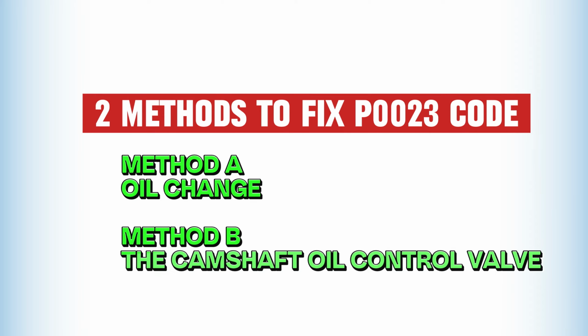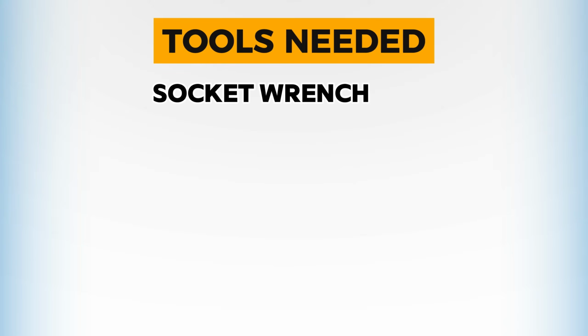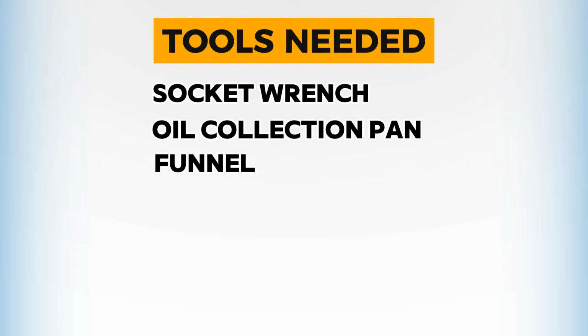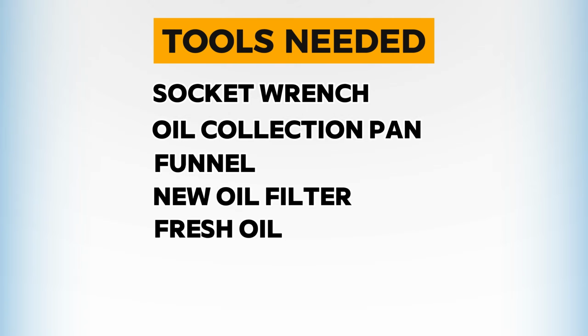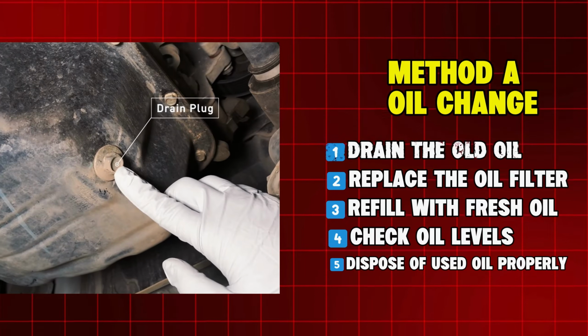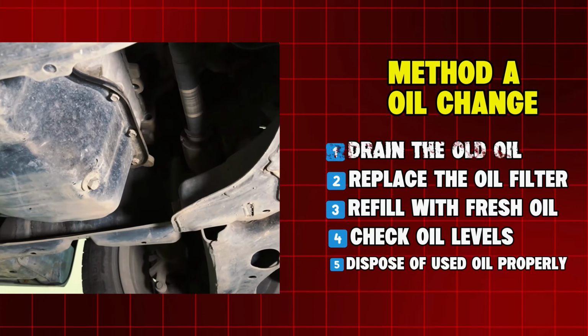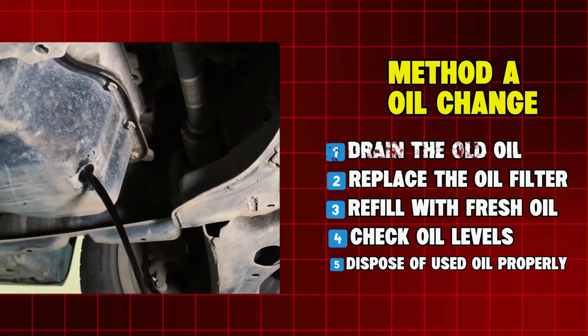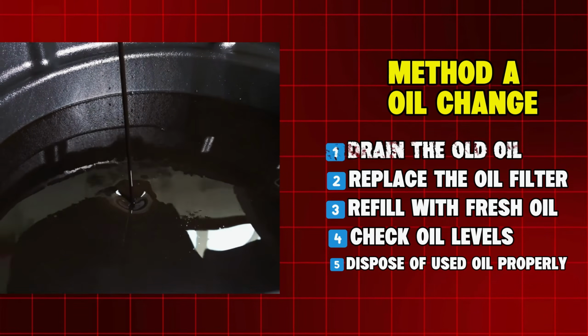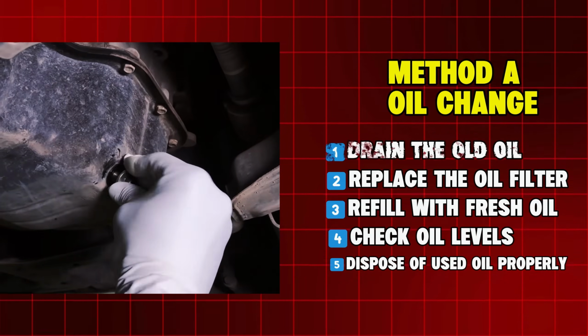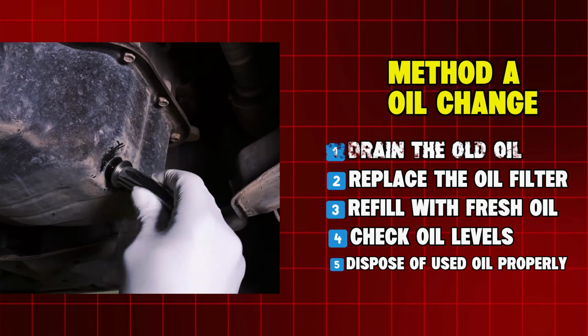Here are simple methods to fix P0023 code. Method A: oil change. Tools needed: socket wrench, oil collection pan, funnel, new oil filter, fresh oil, airtight container. Locate the oil drain plug underneath your vehicle and place a collection pan beneath it. Use a socket wrench to remove the plug, allowing the oil to drain completely. Once drained, reinstall and tighten the drain plug securely.